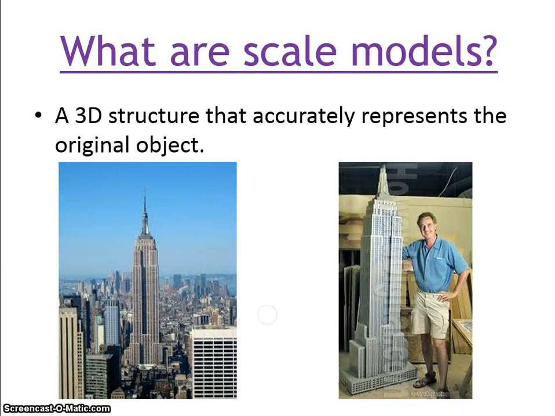So what are scale models? Scale models are a 3D structure that accurately represents the original object. So it takes the actual Empire State Building and scales it down smaller, but it still has all the dimensions that it has in real life. It still has a length and a width, but it also has a height. The key is that it has depth. A picture does not have depth. It's a flat object. And a 3D structure, which is called a model, has that depth, such as this example where this man constructed a miniature Empire State Building.